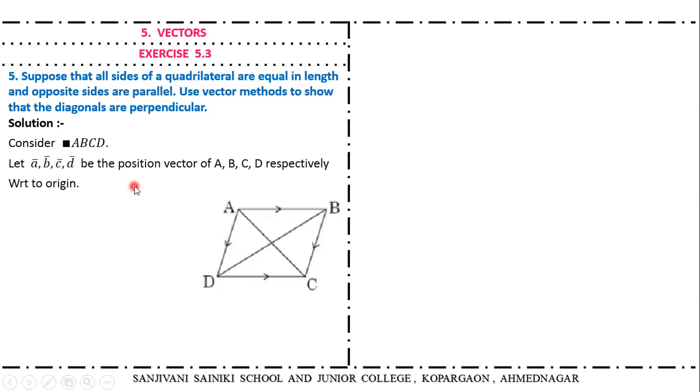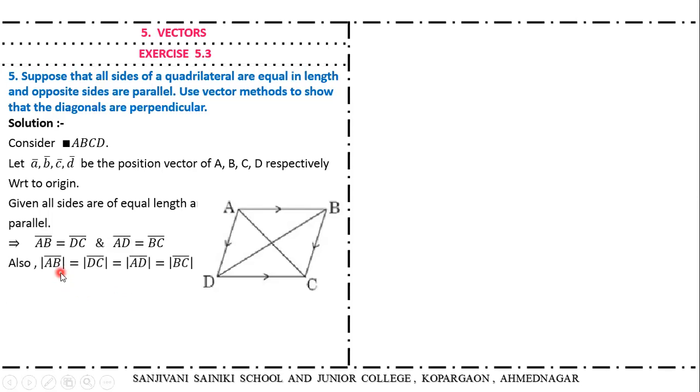Let A bar, B bar, C bar, D bar be the position vectors of A, B, C and D respectively. Given all sides are of equal length and parallel, AB bar must be equal to DC bar, and AD bar must be equal to BC bar as vectors. So their magnitudes are the same. All the sides are of equal length.